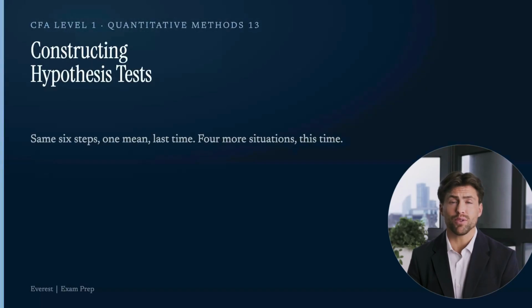Last video built the framework from the ground up. State your hypotheses, pick a test statistic, set a significance level, state the decision rule, calculate, and decide. Along the way, you met type 1 and type 2 errors, the trade-off between them, and the power of a test, all worked through on a single hypothesis test for one mean.